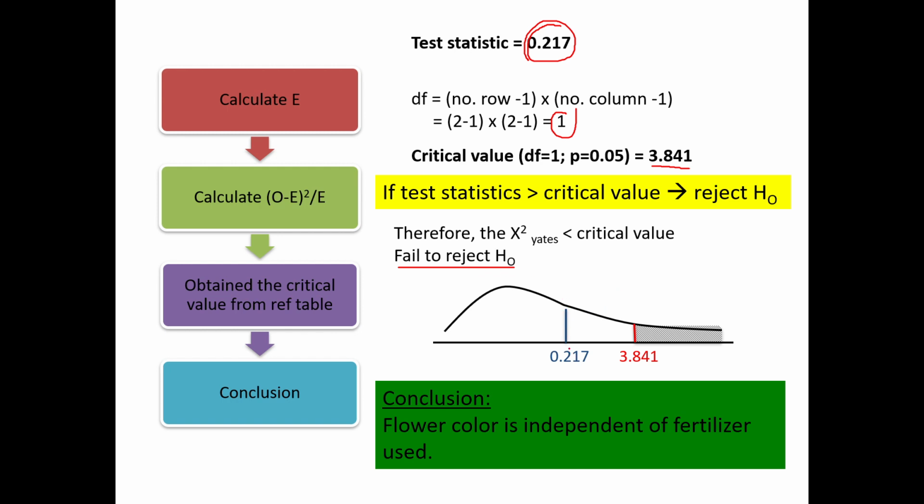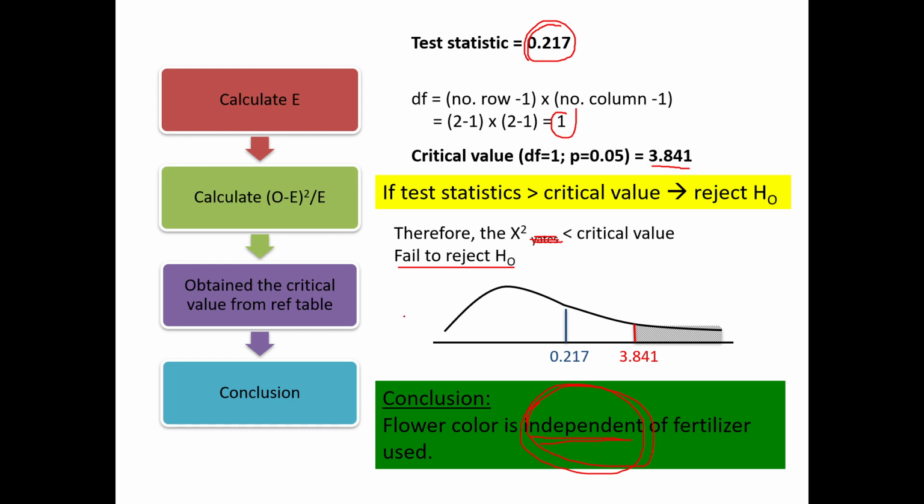So what does the null hypothesis say? The null hypothesis says that the flower color is not dependent on the fertilizer used. Independent, not dependent. There's a mistake here, so forget about this yet. So it's nothing to do with here. So chi-square less than critical value. So it's not dependent on the fertilizer. So that will be your conclusion. So that's all for the independent test.